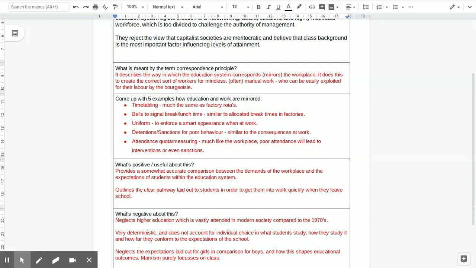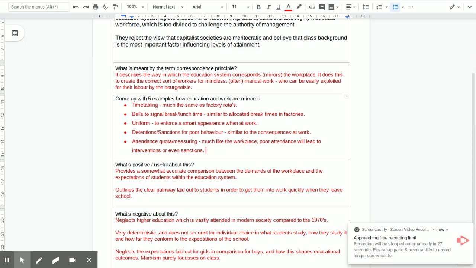So a few examples, you've got timetabling, okay? So much like factory rotas, bells, as I've already talked about, uniform, smart appearance when at work. Most importantly, things like detentions and sanctions for poor behaviour. So if any of you have ever done anything wrong, got a detention, that, according to Bowles and Gintis, is basically preparing you for the world of work, where if you turn up late, if you do anything that you shouldn't do in work, you're going to get punished. Okay, and that's a very simple way of looking at it.